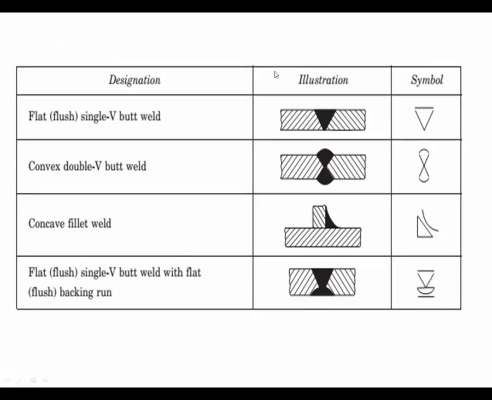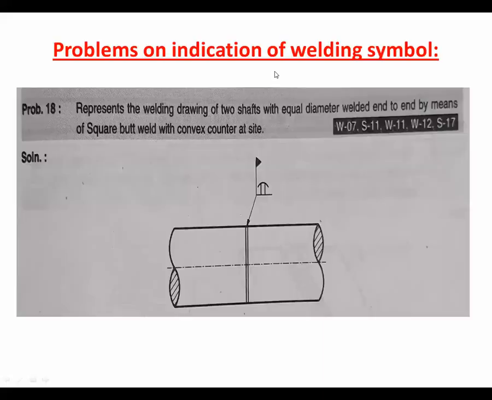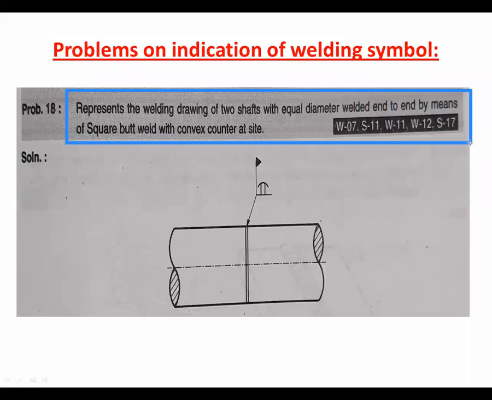So again I am repeating, you have to remember all these symbols, because in the problem they are asking like this. Suppose one type of problem is there, what they are asking: represent the welding drawing of two shafts with equal diameter welded end to end by means of a square butt weld with convex contour at side.